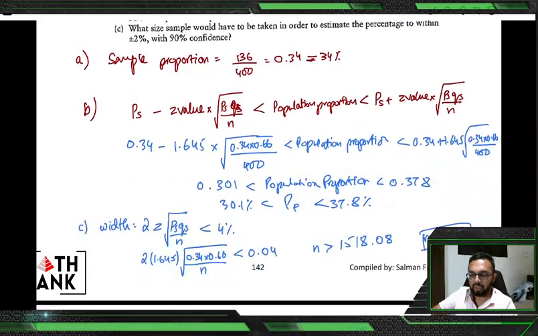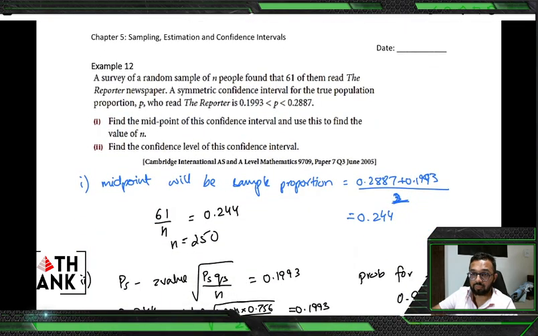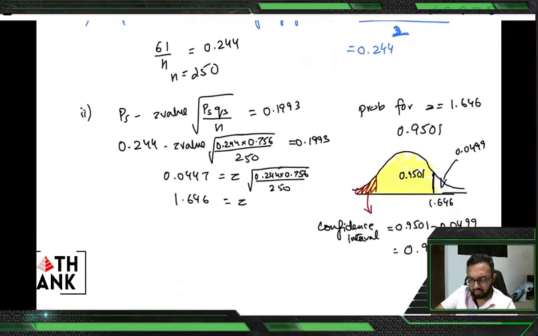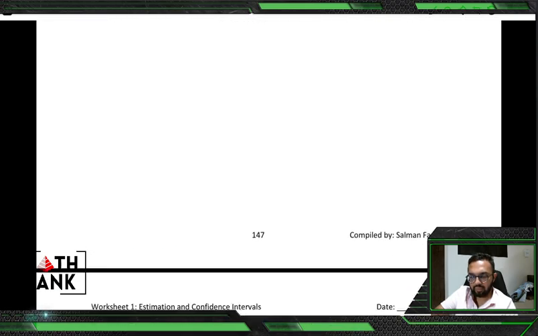Again, the midpoint of this interval would give you the sample proportion. So if I've given you an interval like that, if you calculate the midpoint of this, it's going to give you the sample proportion, which is called PS. That's why I call this PP, population proportion, and this is the proportion from the sample. Again, this question is solved, and you can look at this question. That is for this topic.